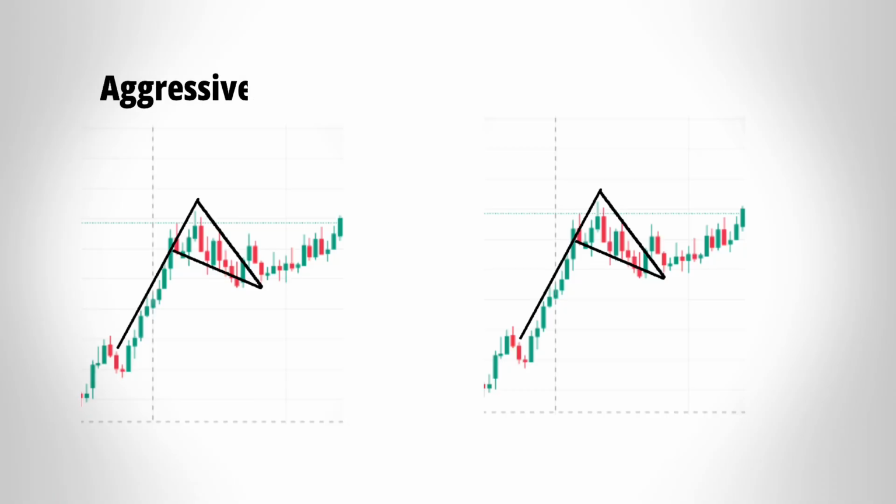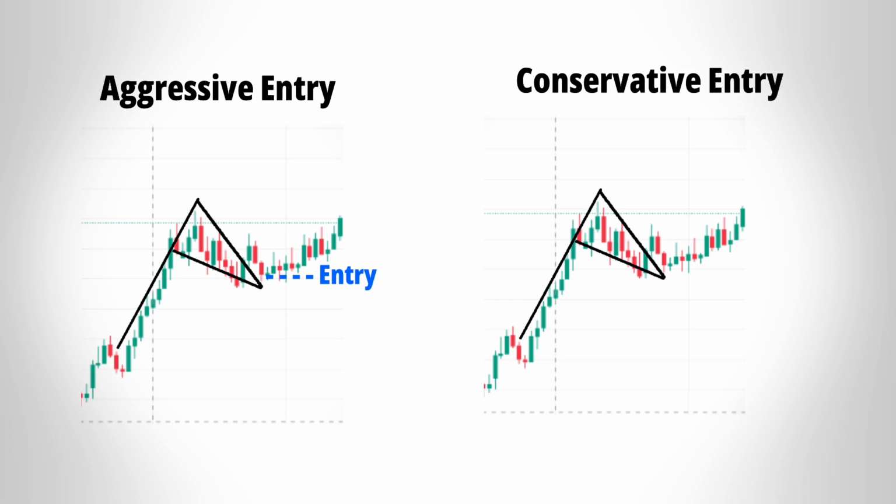Number 3 point is to manage your entry. Now there are 2 strategies you can employ for this. First is the aggressive entry. That is, you enter right at the breakout. And then the second is the conservative entry. You wait for a retest of the breakout level and enter on the bounce.